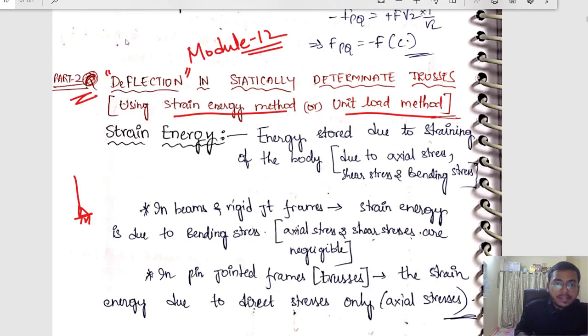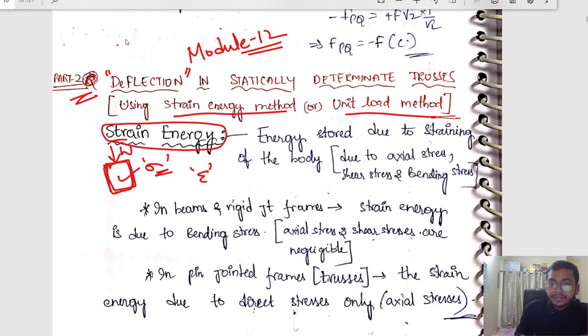Just give me a second, let me erase this. For example, if there is some body, need not be trusses, it can be any body, and you are applying some load W, what will happen? It will be induced by some stresses. This body is experiencing some stresses because of this external load. These stresses will also result in some strain, right? When you are straining the body, some amount of energy is being stored by this body. That energy which has been stored because of the straining, we call it as strain energy. This strain energy might be because of the axial stresses, shear stresses and bending stresses.